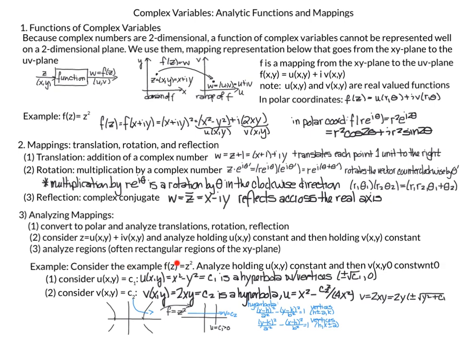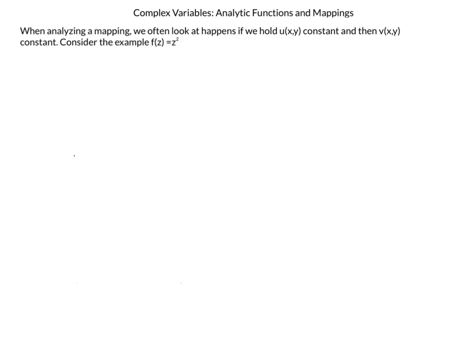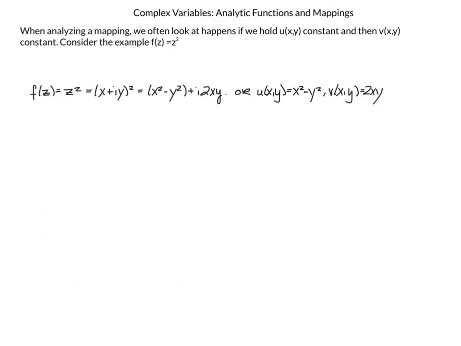We're going to go straight into an example considering f of z equals z squared, and we're going to analyze this by holding u of xy constant and then v of xy constant. I will also mention that we did analyze this in the previous video by converting to polar coordinates and analyzing in terms of translation and rotations. We will start again at f of z equals z squared. I have my expansion of f of z equals z squared, which is x plus iy squared, which is x squared minus y squared plus i 2xy. And I have my u function here and my v function here.